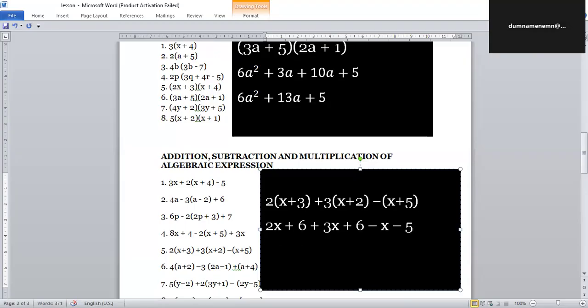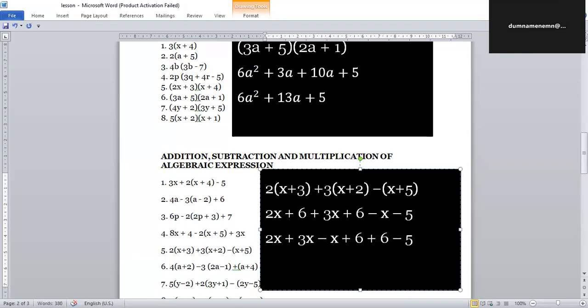So you collect the like terms, you add and subtract. So 2x here, 3x, we go and make 2x. Then -x, come along. Then let's go for the number. Let's take this 6 first, plus 6. Then this other 6. Then -5. Then you go ahead and add and subtract.